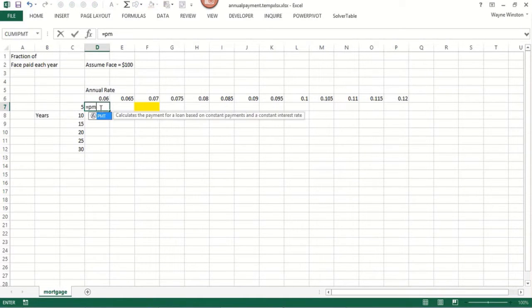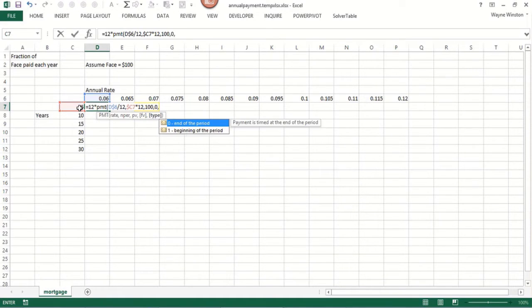Okay, so we would say PMT, and we're going to take 12 times the monthly payment to see what we pay in a year. So we take the rate, and now we need to dollar sign our friend the 6. We divide that by 12. The number of periods would be the years in the loan, so we need to dollar sign our friend the C, and we need to multiply that by 12 to get the number of months, which is the number of periods. We're assuming we borrow $100, there's no ending payment, and it's end of the month payments.